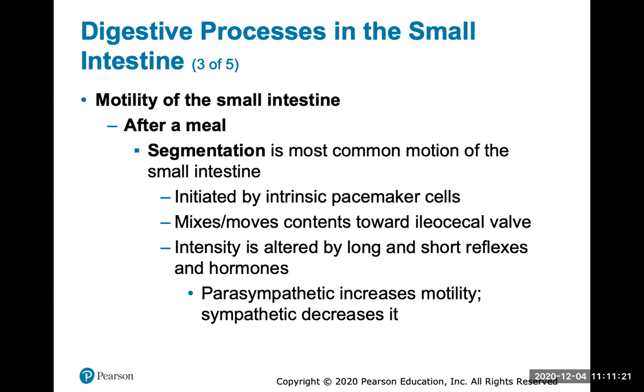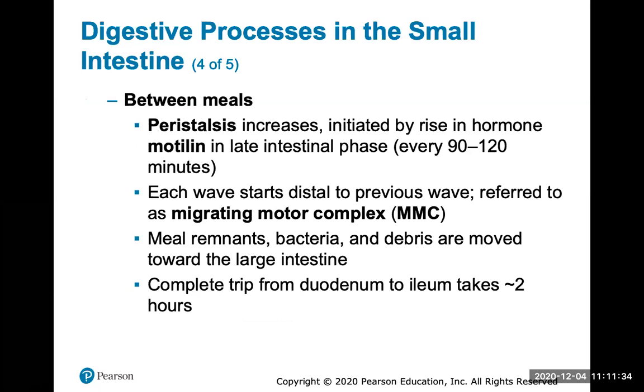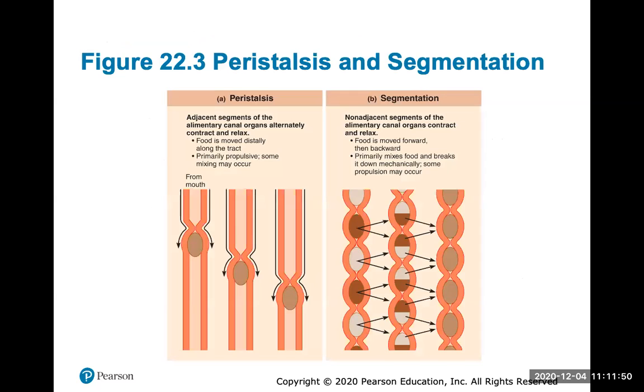After a meal, segmentation is used, initiated by intrinsic pacemaker cells. It mixes and moves the contents. Parasympathetic, again, increases the motility of your small intestine, and sympathetic decreases it. Peristalsis increases between meals, initiated by a rise in the hormone motilin. Each wave starts distal to the previous wave, referred to as the MMC. The complete trip from duodenum to ileum takes about 2 hours.